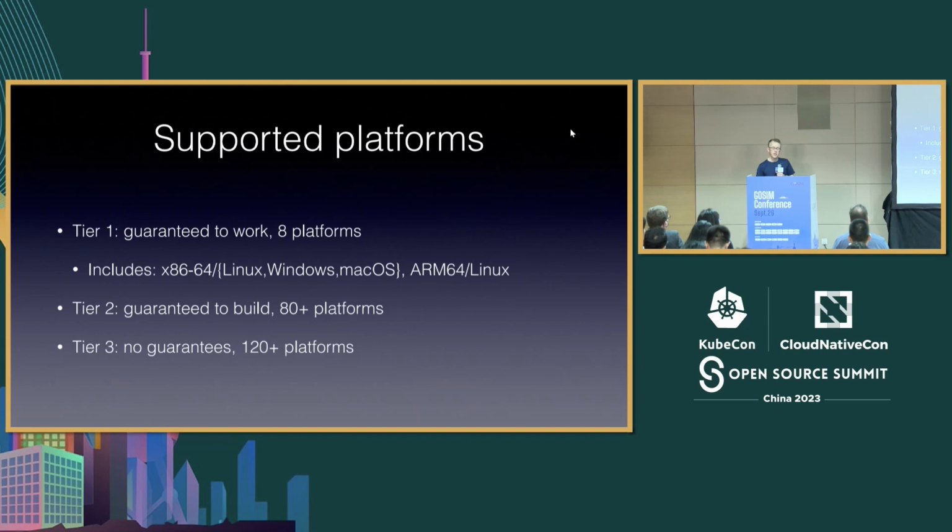Next we have Tier 2. These are guaranteed to build because we actually have CI infrastructure to build the compiler on these. But it's not guaranteed to necessarily run 100% correctly in all cases because we don't run tests regularly. And there are over 80 platforms in this category. And then Tier 3, where we have more than 120 platforms, is the platforms where we make no promises. We don't even promise that the compiler will build. We try to keep it building, and we won't deliberately break it, but the support level is quite low there.